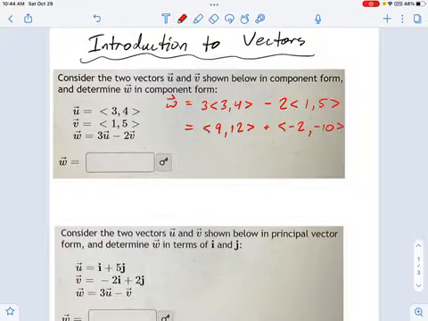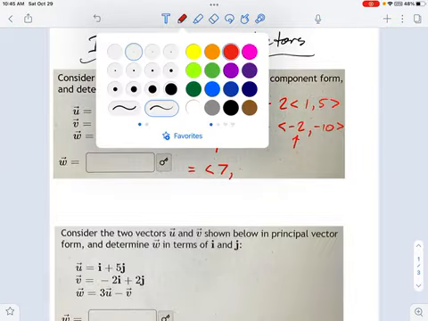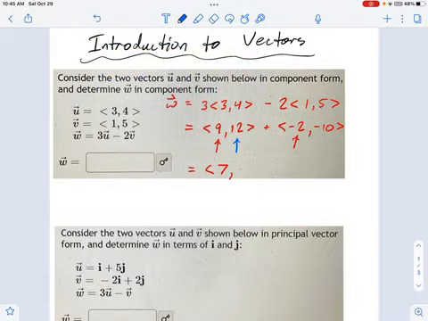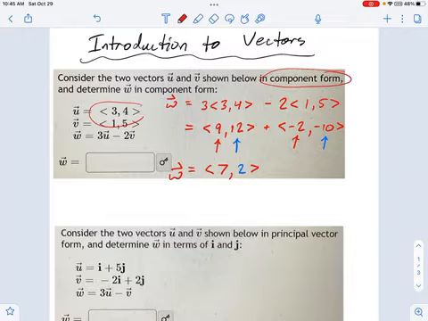So now if I add particular components together, this 9 with this negative 2, that's going to make 7, and then I have this 12 with this negative 10. That's going to make positive 2. Okay, so there's my completed vector. This is w. Now, sometimes you see these things not in component form, right? This was component form right here.